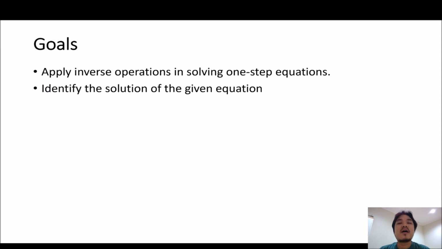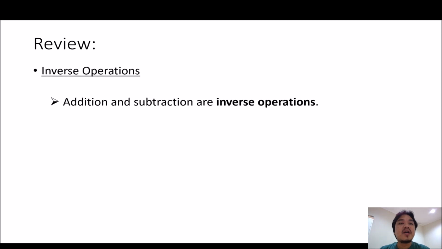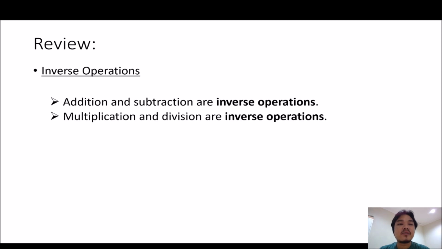Before we proceed with our examples, I want you to recall the following concepts. First, inverse operations. Remember, addition and subtraction are inverse operations. Also, multiplication and division are inverse operations. So this pair of inverse operations undo each other.